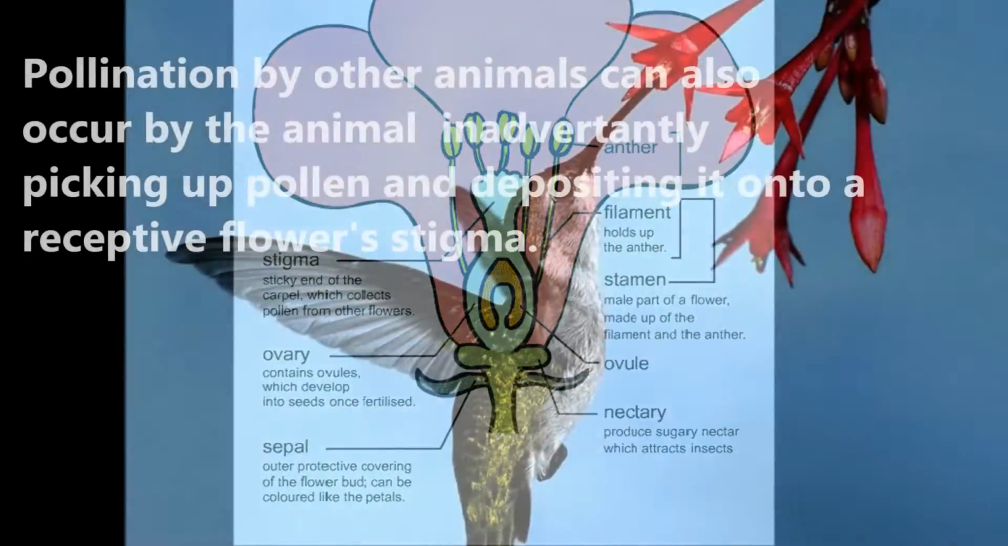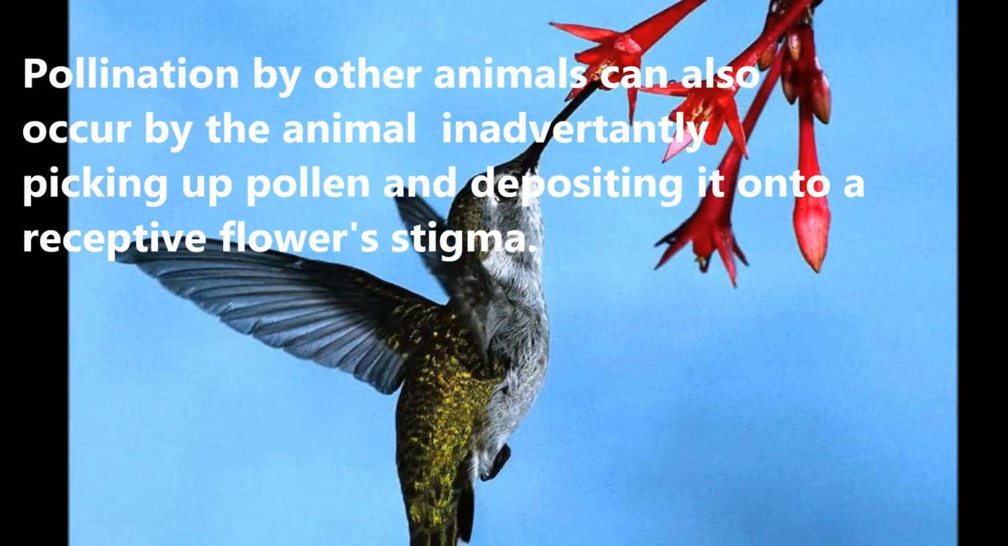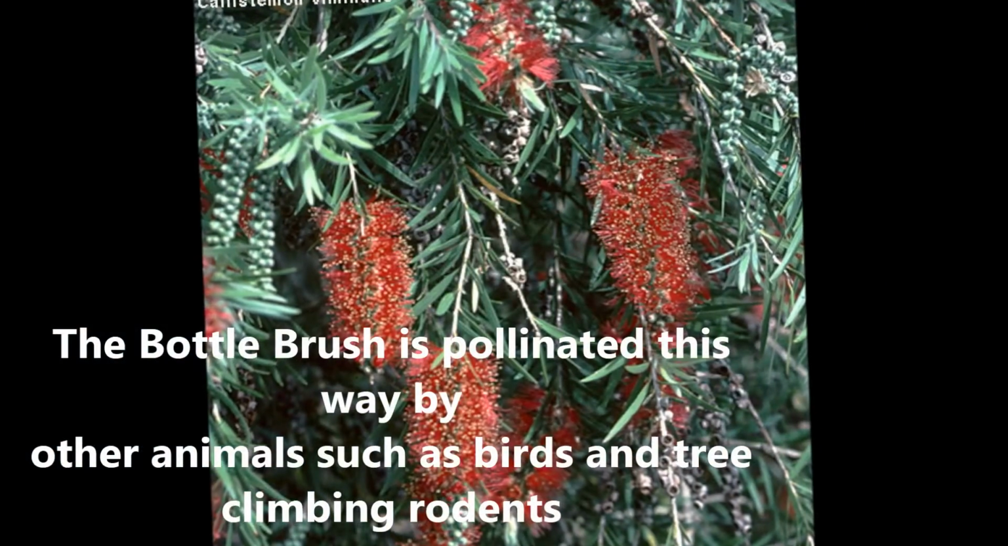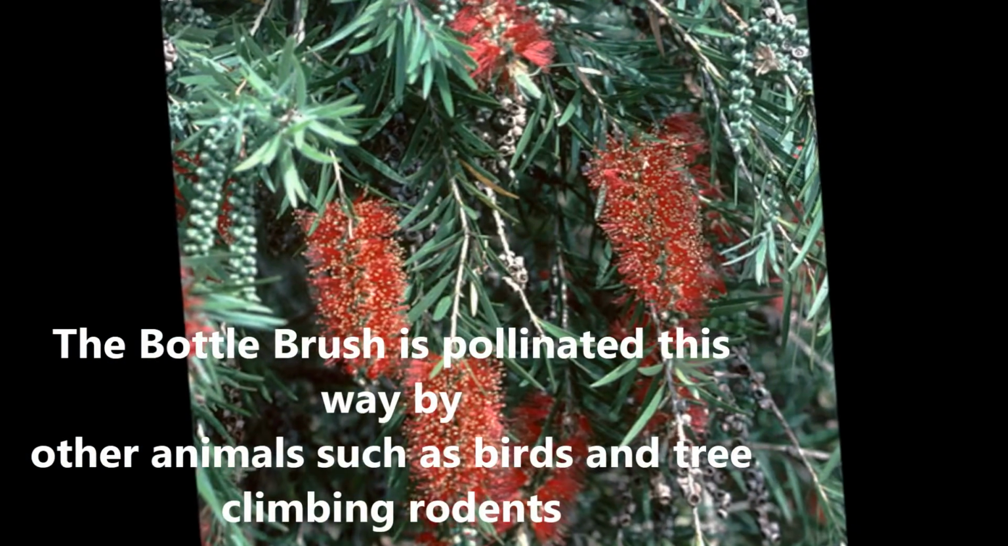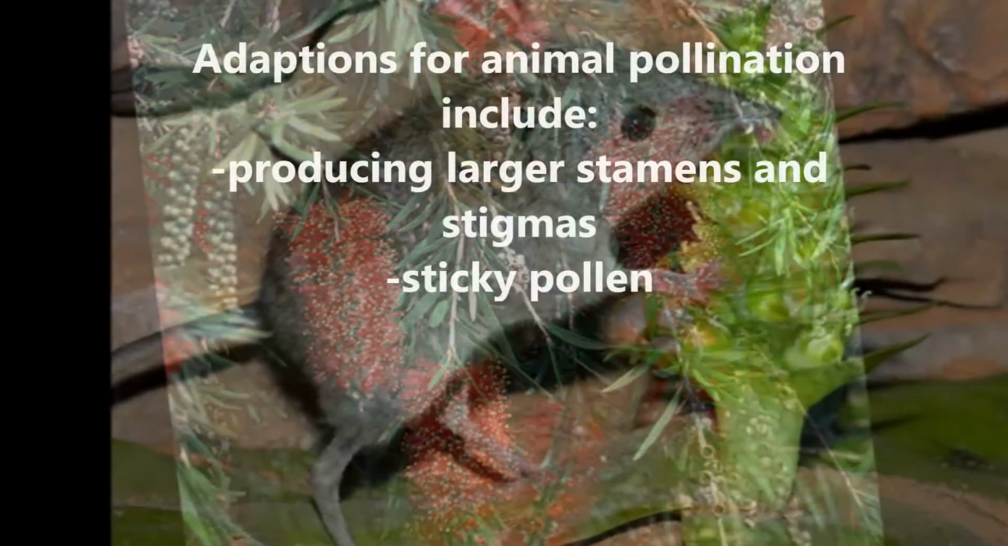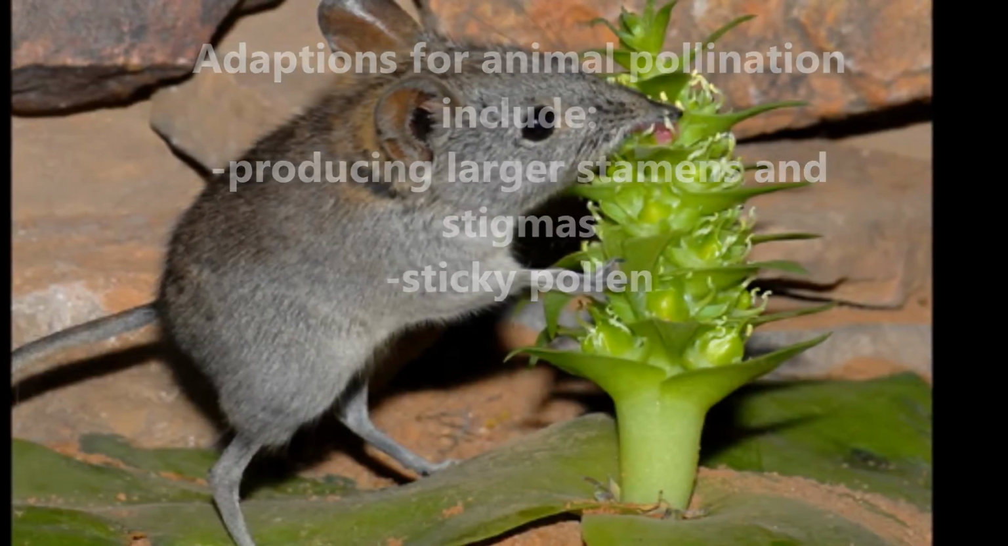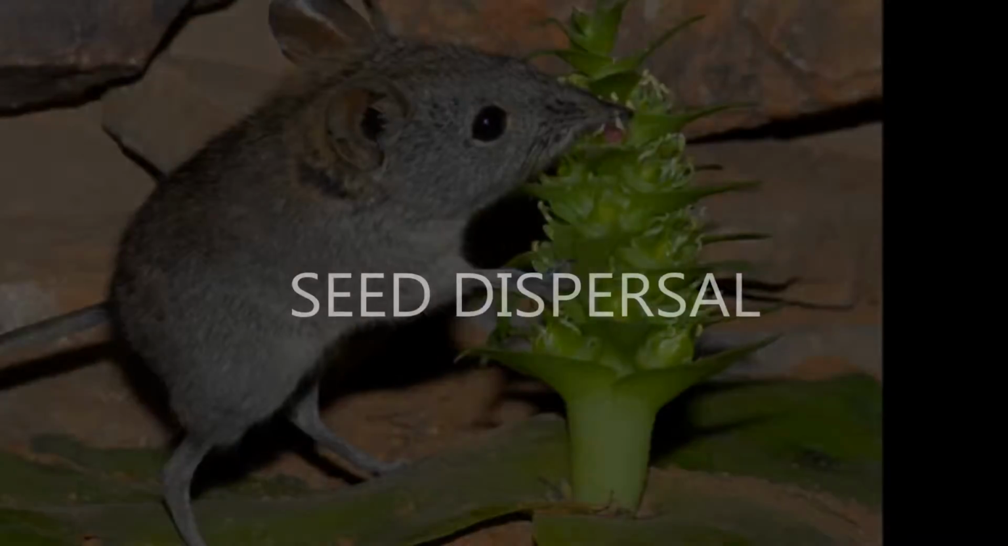Other animals, such as birds, carry pollen between plants. This happens when animals inadvertently pick up pollen and deposit it onto other receptive flowers. Plants have adapted to produce larger stamens and stigma, and also stickier pollen which clings to the feathers and furs to create a more reliable and efficient fertilization.